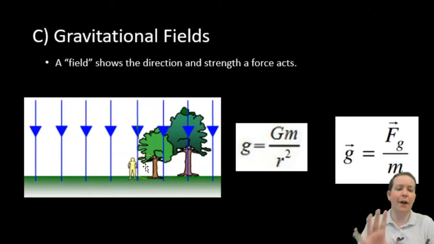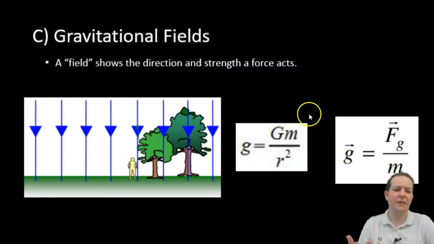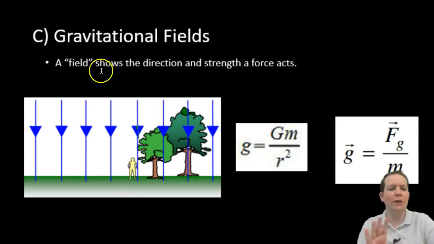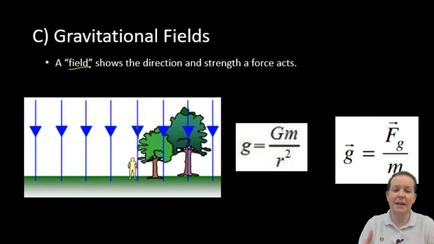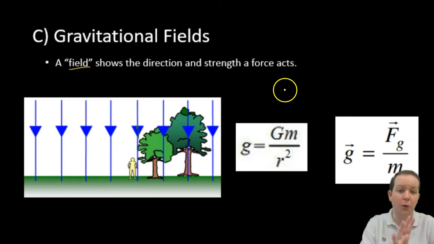Next, part C, gravitational fields. This is actually going to go pretty quick, I should say. Still based on this idea of acceleration due to gravity or gravitational field strength. First, what is a field? Because we haven't talked about it. We're not actually going to get too in depth, but these diagrams could show up on the AP Physics 1 exam. A field shows the direction and strength a force is acting.